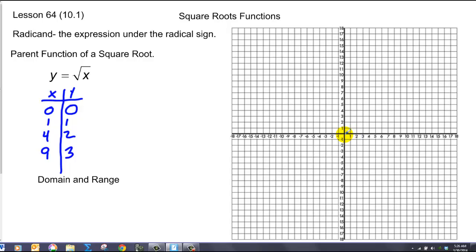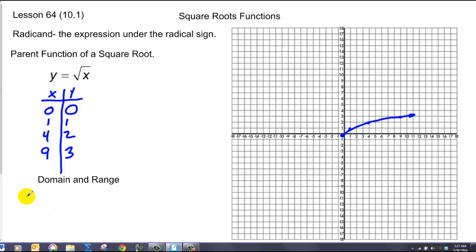And if I graph that, here's (0, 0), (1, 1), (4, 2), (9, 3). And you'll see this graph kind of arcs up, not super fast, but it moves to the right.